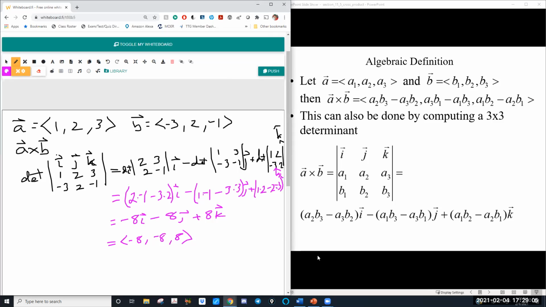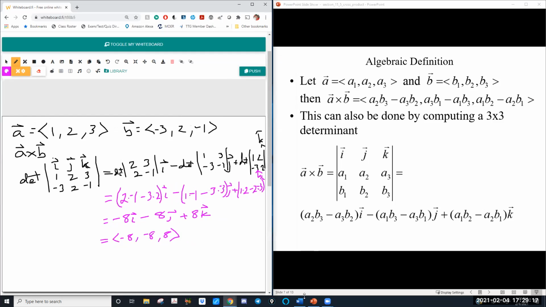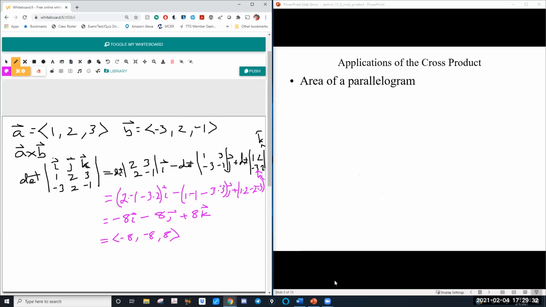Questions at this point? All right. You guys are going to get a chance to practice this in about probably 10 minutes. We don't have much more to talk about. Just some interesting geometric principles, geometric things that come out of the cross product.